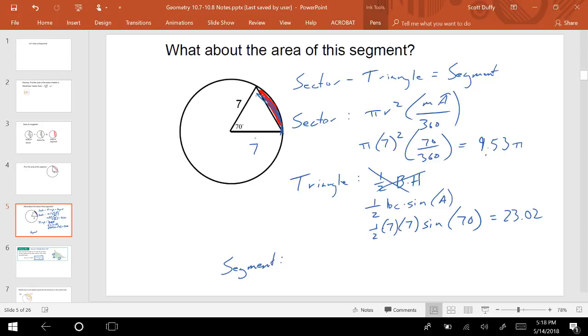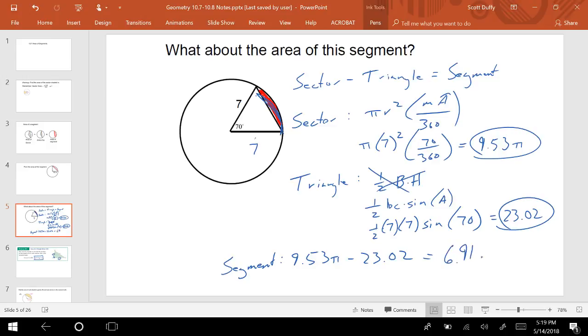And then the segment equals the sector minus the triangle. So 9.53 pi minus 23.02. And you get 6.91, and if I had called this inches, I would say square inches.